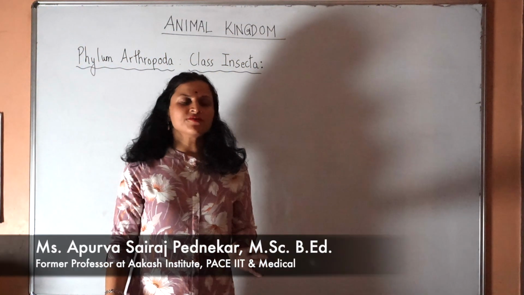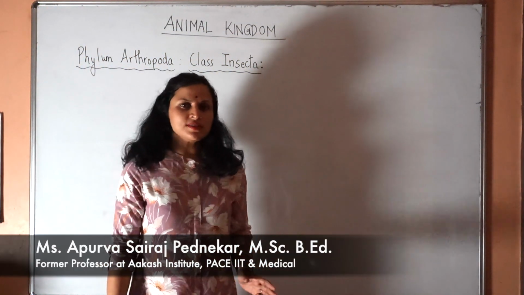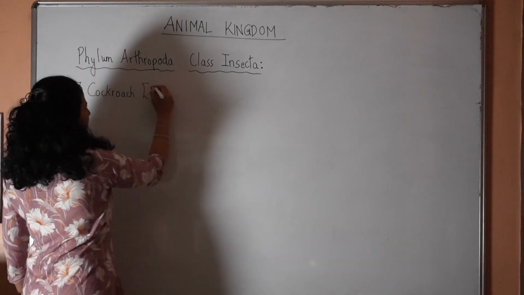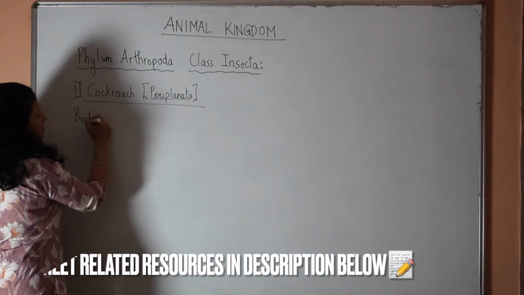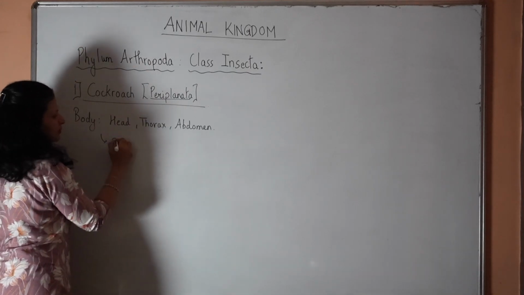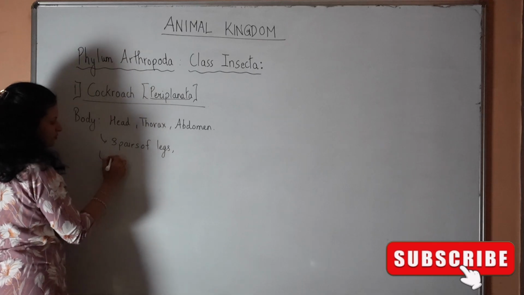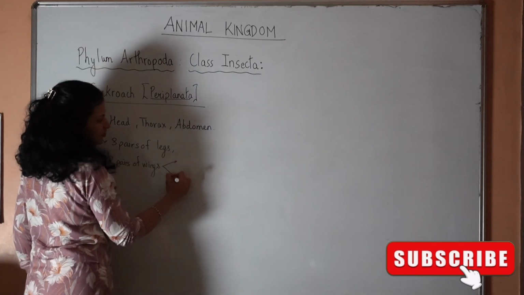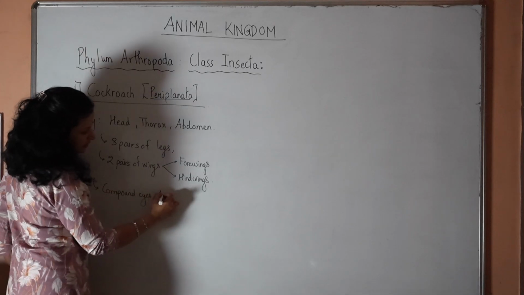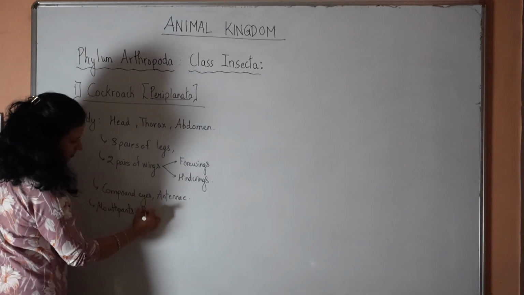Now we will discuss some few examples of important insects. Let us start with cockroach. The scientific name is Periplaneta. Body has 3 parts: head, thorax and abdomen. It has 3 pairs of legs, 2 pairs of wings, which are called as the forewings and the hind wings. It has compound eyes, antennae. Mouth parts are biting and chewing type.